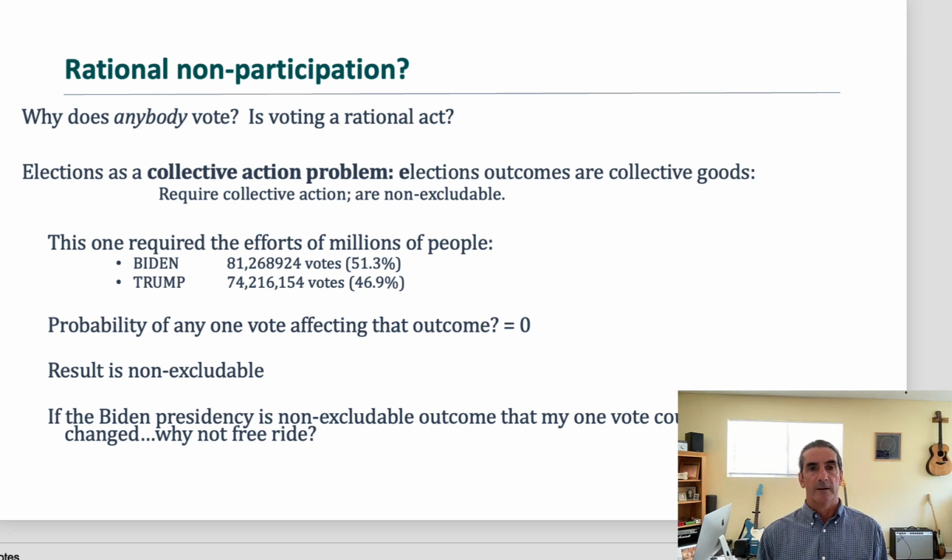Why not free ride? Why not let everybody else vote? And you just take the outcome, whatever it is, happy or sad. You couldn't have affected it, you couldn't have switched it by voting yourself, so why not just free ride?